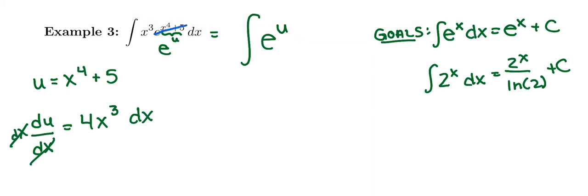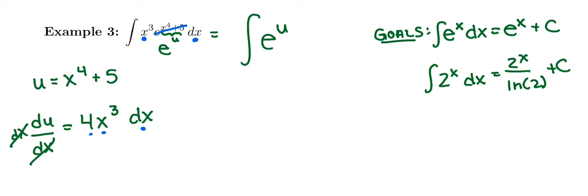We have accounted for this whole thing as just being e to the u, and everything left over, we want to account for it by writing a big du in there. So we need a 4, an x cubed, and a dx. We have an x cubed, we have a dx, but we are missing a 4, which is fine. We can account for being off by a constant.